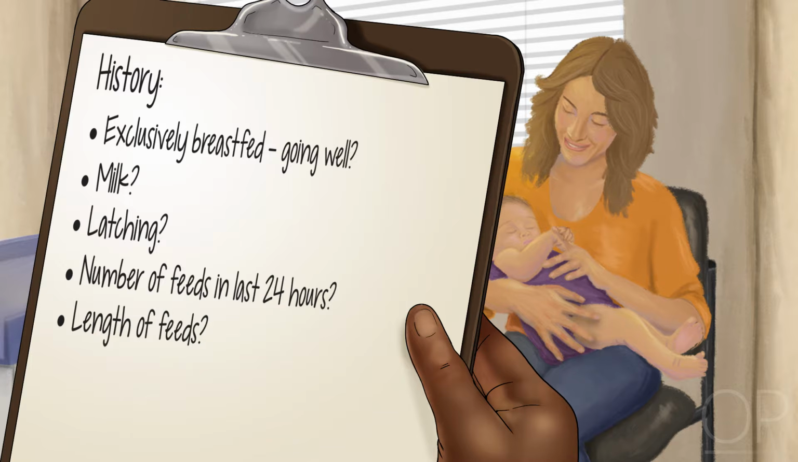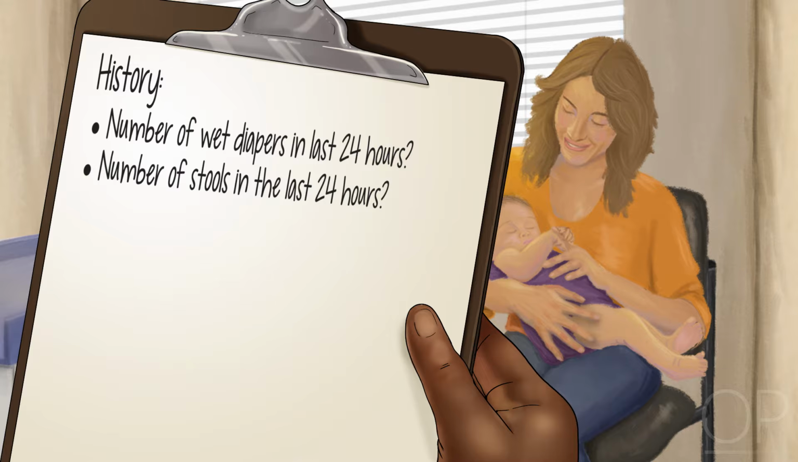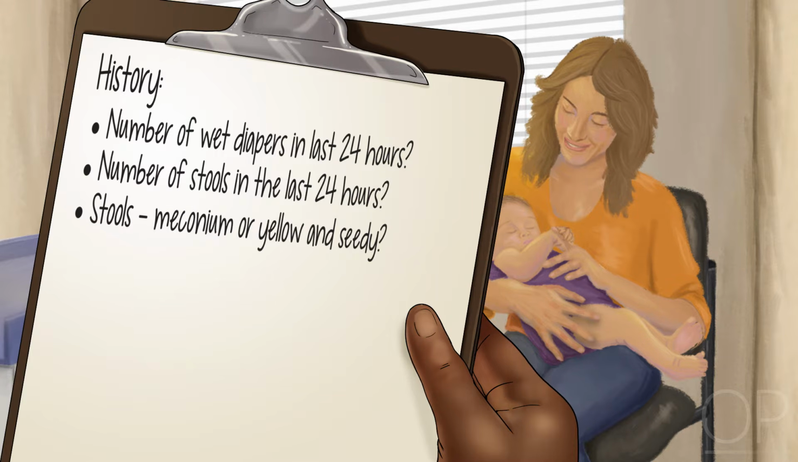How long does the baby feed at the breast? Has the baby gotten any formula feeds? How many wet diapers has the baby had in the last 24 hours? How many stools in the last 24 hours? Have the stools transitioned from meconium to yellow and seedy? Is the baby waking to feed? Does the baby seem hungry?